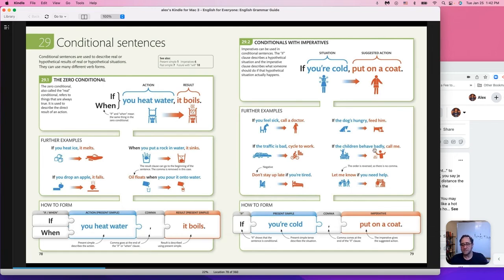So when would you use this? When you're telling someone what to do if something happens. Hey, I'm leaving work. If my friend calls, send me a message. Let me know if you need help. If you need help, let me know. All right? I hope this is useful.